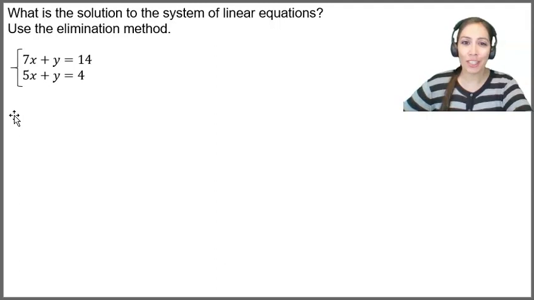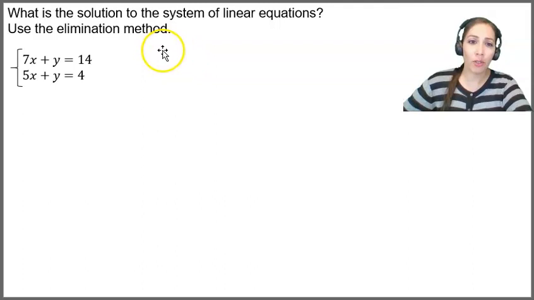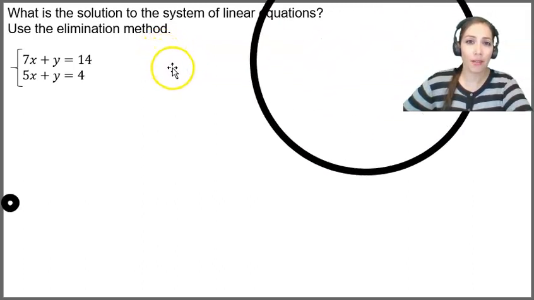What is the solution to the system of linear equations? Use the elimination method. So I have two equations here, 7x plus y equals 14 and 5x plus y equals 4. What does it mean to find the solution of a system of linear equations? And how do I use the elimination method?